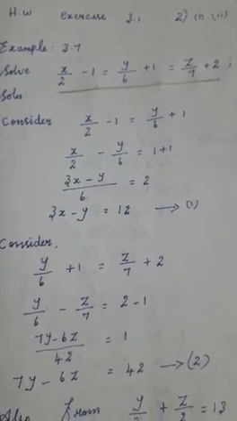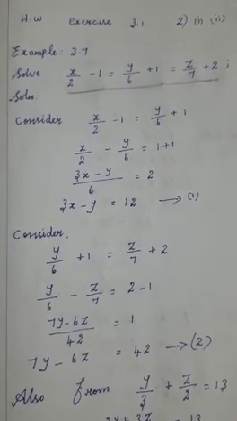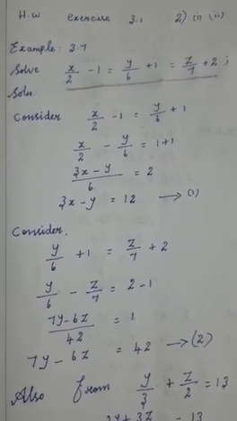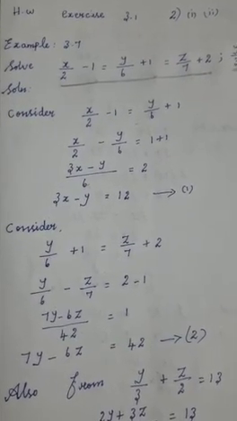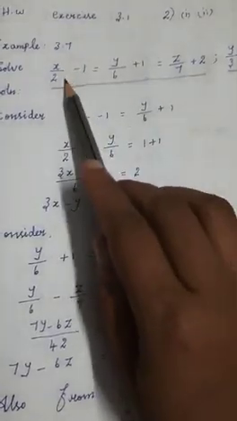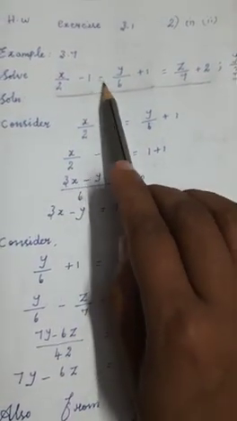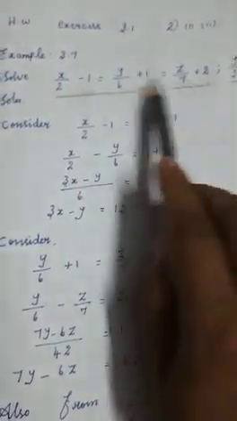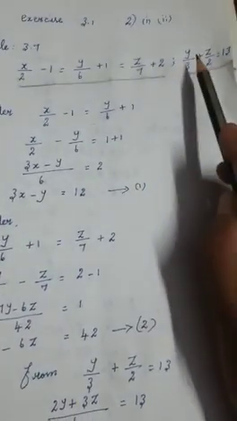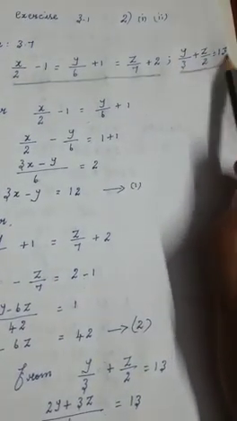Now let us see example 3.7. Now see the question. Solve x by 2 minus 1 is equal to y by 6 plus 1 is equal to z by 7 plus 2. So here one combined equation they have given, with equal signs in between. After that, another equation, that is y by 3 plus z by 2 is equal to 13.